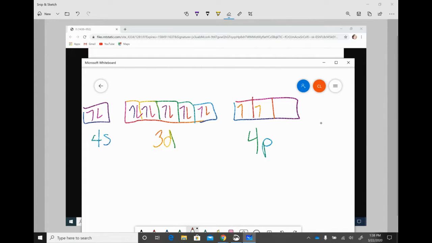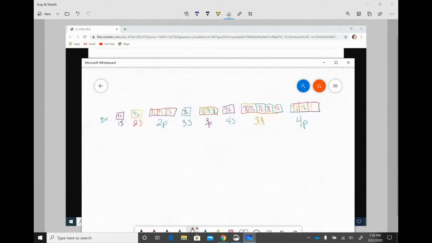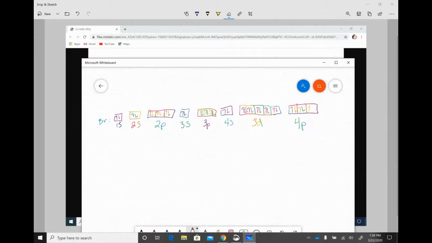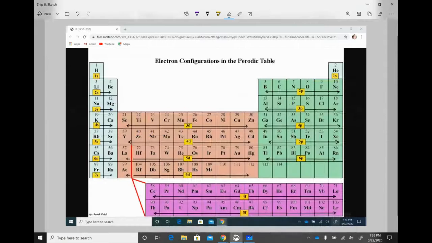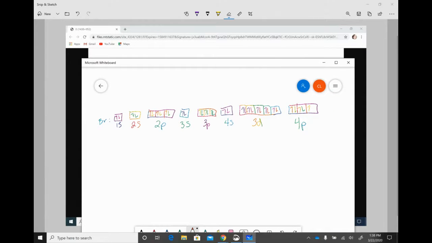So we put 1, 2, 3, 4, 5. So let me see if I can shrink this. Yeah, here we go. So now you can see the whole answer for bromine. If we were going to do this in the shorthand, we would see which noble gas comes on the row before, and it's argon. So you could just write argon and then put the last bit there. So argon takes you up to here.